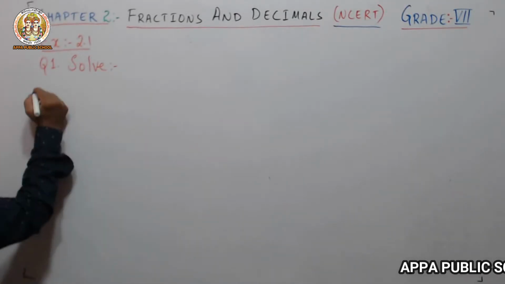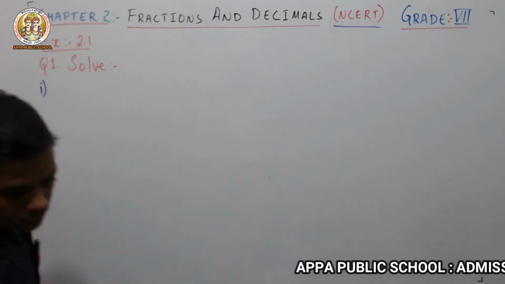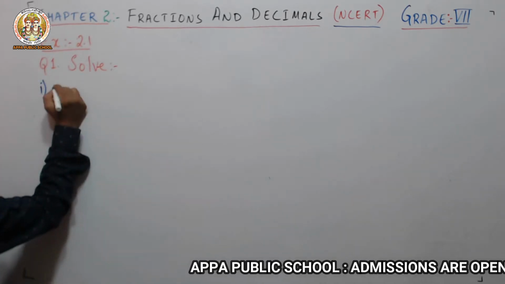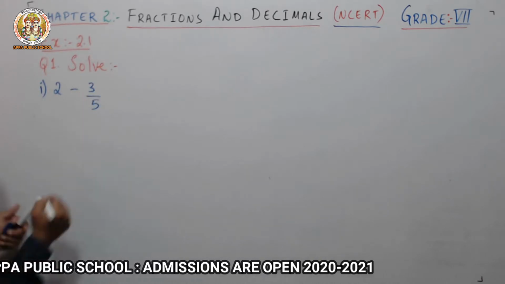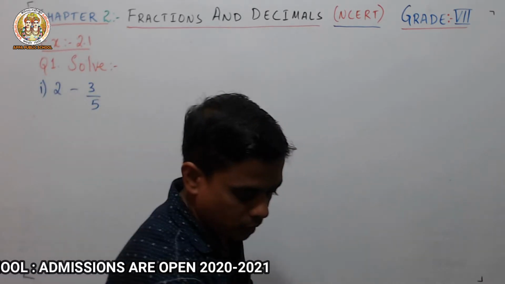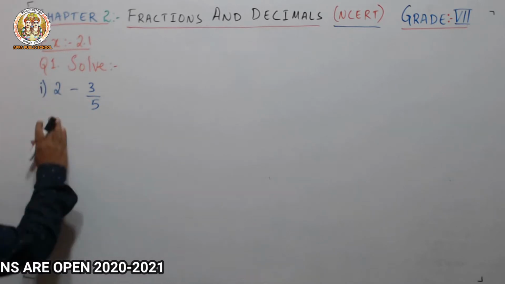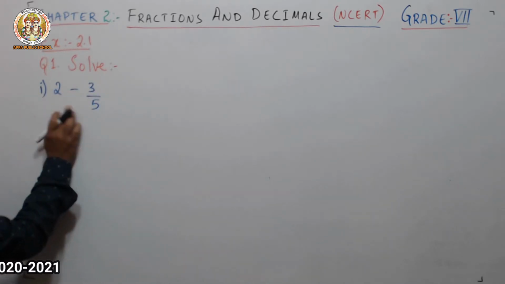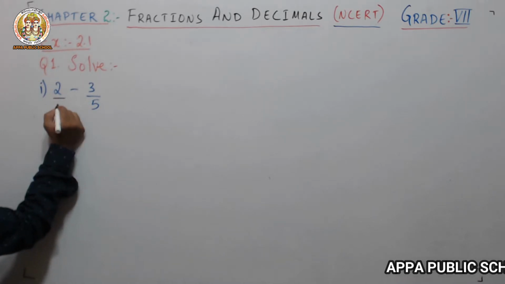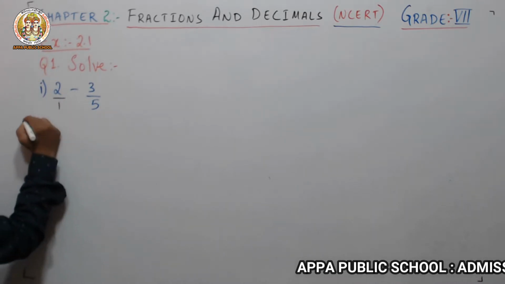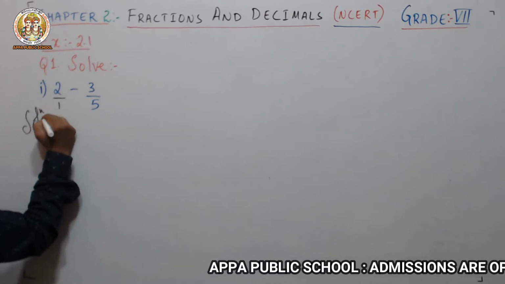The question is 2 minus 3 by 5. Right. So here what we have to do? The question is to solve 2 minus 3 by 5. Here there is nothing in the denominator. Take it as 1. Now I'll write the solution here.